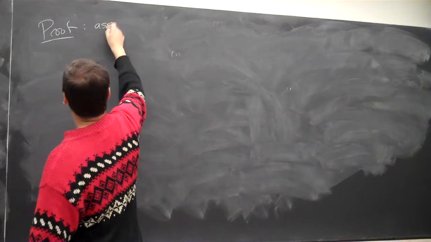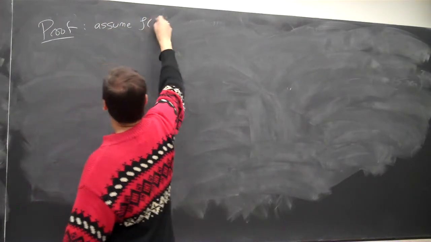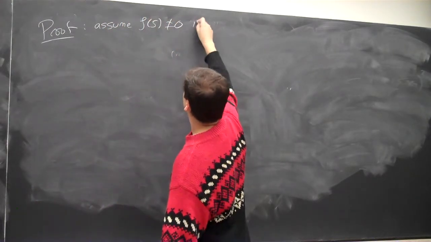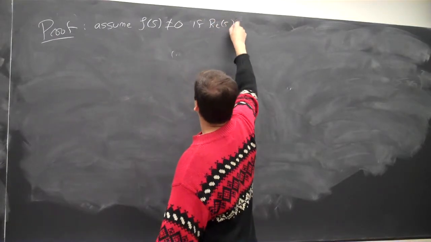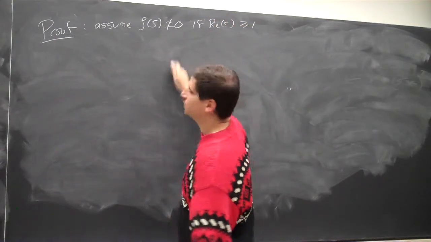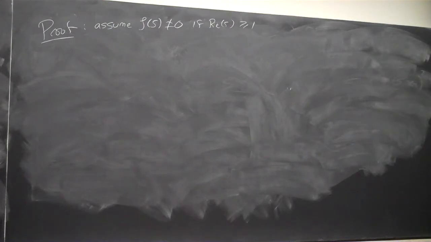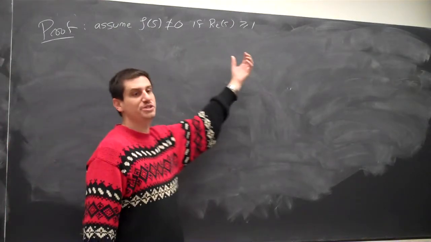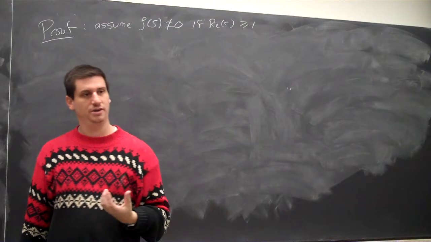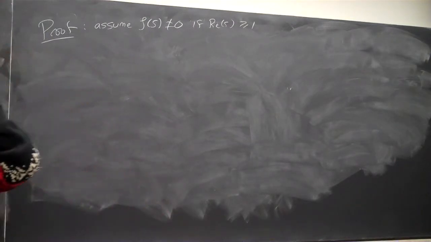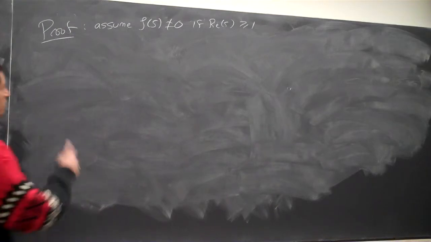We'll assume zeta of s does not equal 0 if the real part of s is greater than or equal to 1. So again, we only did it for the real part of s greater than 1. You can read the book for the really clever trig idea, I think it's due to Mertens, to show that it is not equal to 0 if the real part of s equals 1. And it's going to be very important that we do not have any zeros on the line real part of s equals 1. Alright, so how do we do this?